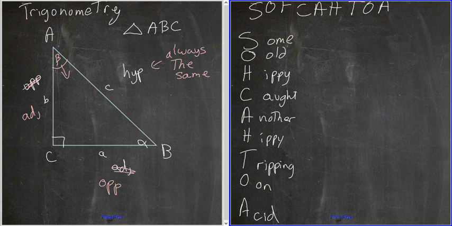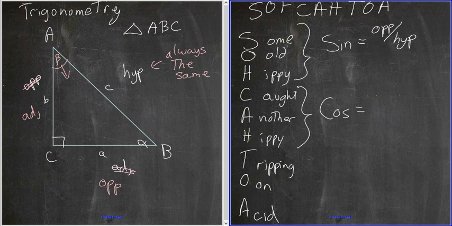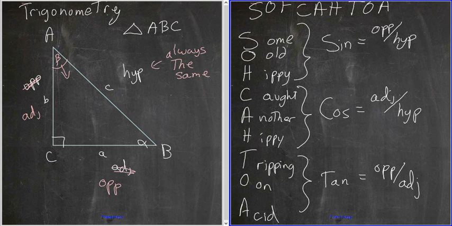The SOH stands for sine is equal to opposite over hypotenuse. Cosine is equal to adjacent over hypotenuse. And our tangent is equal to opposite over adjacent. These are our basic trigonometric definitions.